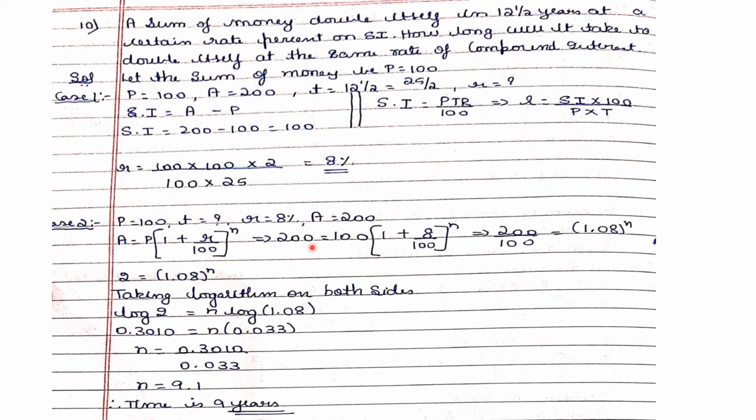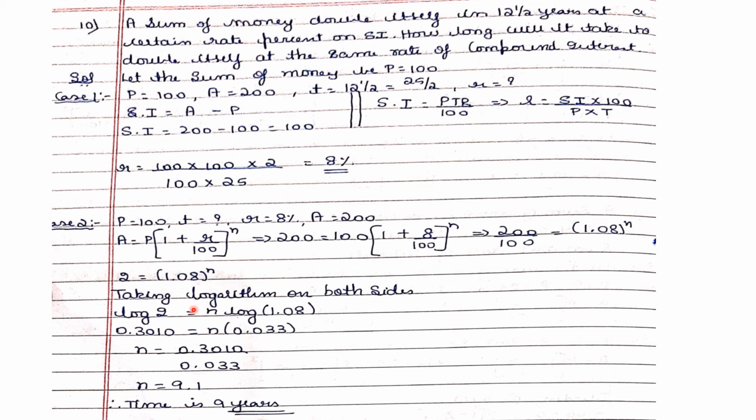So substitute whatever information has been given. So from this step it will be 200 divided by 100 is equal to 1.08 to the power of n. So 100 ones are 100 and 100 twos are 200. So 2 is equal to 1.08 to the power of n. So if you are getting these type of situations where your power is n, you have to take logarithm on both the sides. So in my next module I will teach on logarithms. So till then you just understand how it will come.